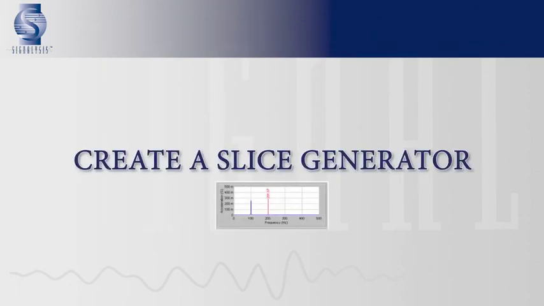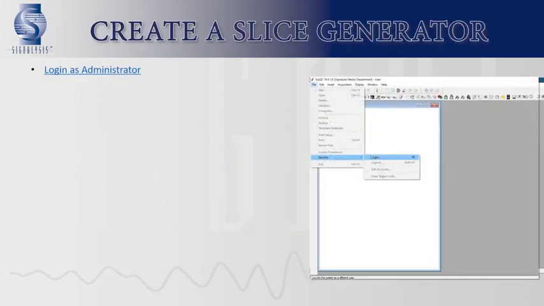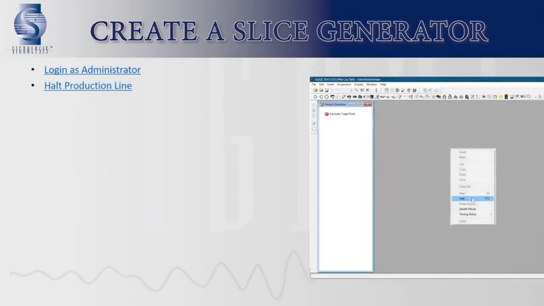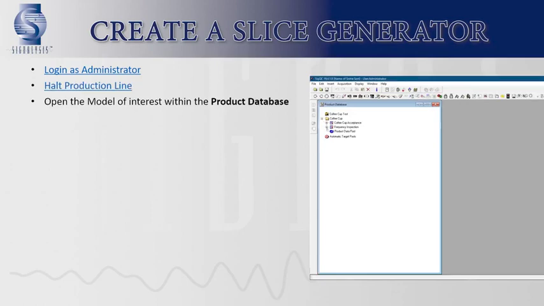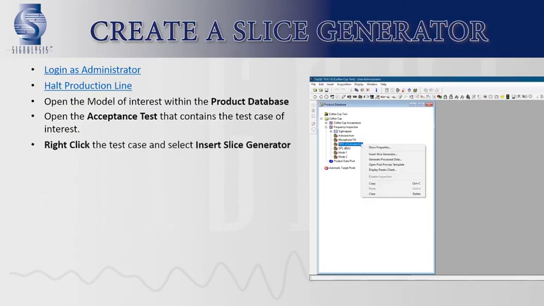A slice generator is used to graph a group of production units within a predefined range. Log in as administrator. Halt production line. Open the model of interest within the product database. Open the acceptance test that contains the test case of interest. Right-click the test case and select Insert Slice Generator.